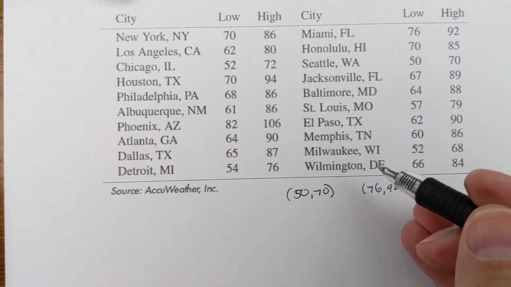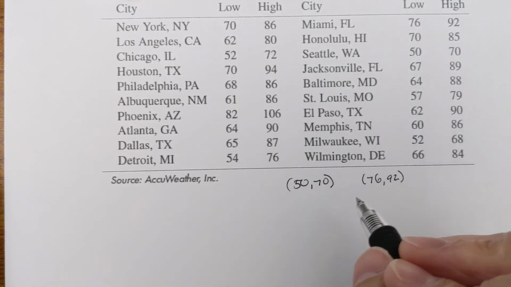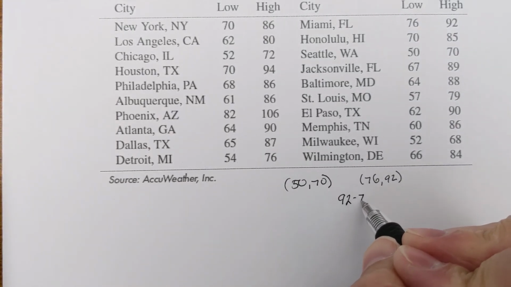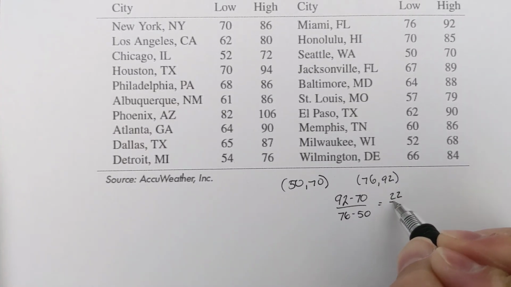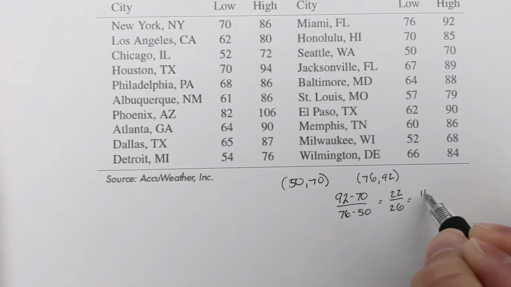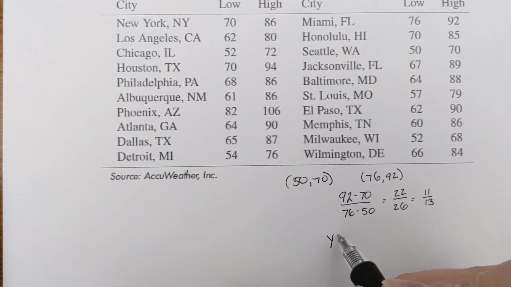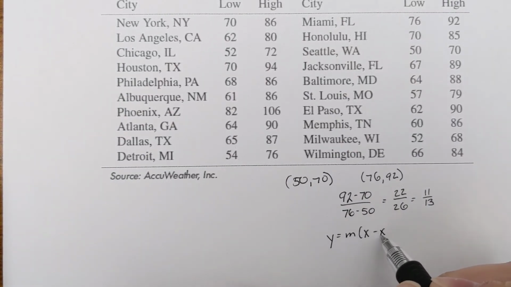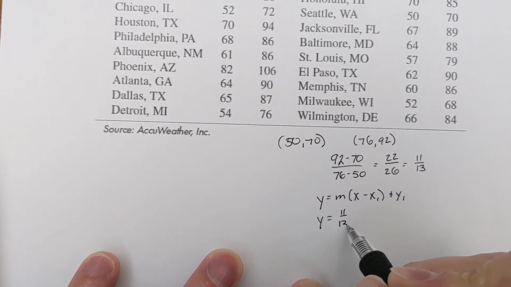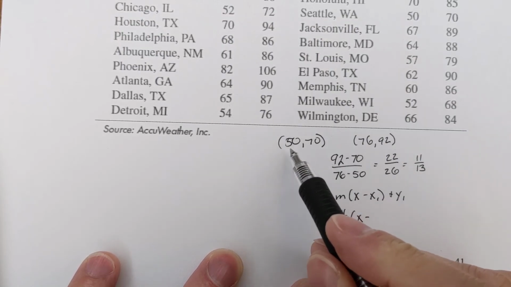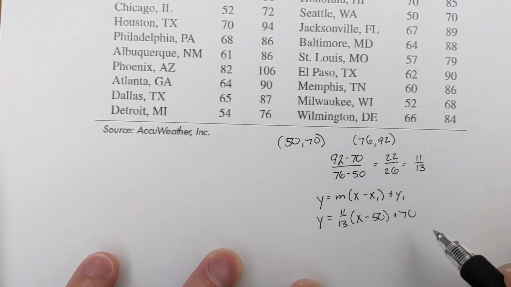So I'm going to use these 2 points to write the equation of a line. To write the equation of a line, I need 2 pieces of information. I need the point the line goes through, which I have 2 of them to use, and I need the slope of the line, which I can calculate. So y2 minus y1 over x2 minus x1. So that's 22 divided by 26. So that's 11 out of 13 is my slope. Let's write the equation of the line. This is point slope formula. So y equals 11/13, x minus 50, plus 70. So that's my equation.